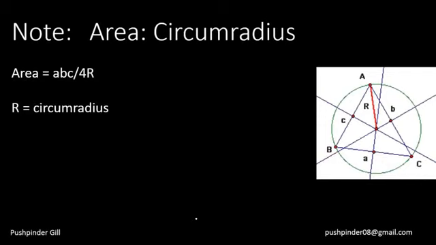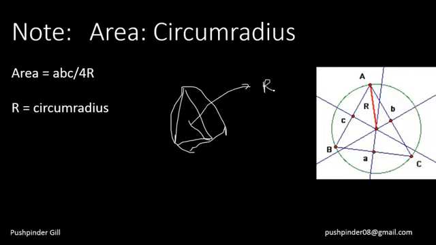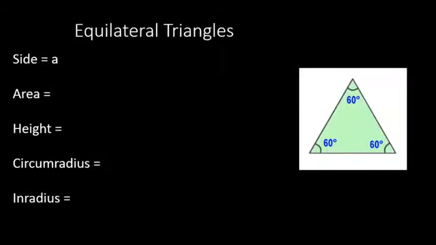Then if you draw a circle outside the triangle in such a way that it touches all its vertices once, the radius of that circle would be known as the circumradius. The area of the triangle would be the product of all the sides of the triangle divided by 4 times the circumradius. So the area of the whole triangle would be the product of all sides divided by 4 times the circumradius. A very important property you have to know, especially in the GMAT.